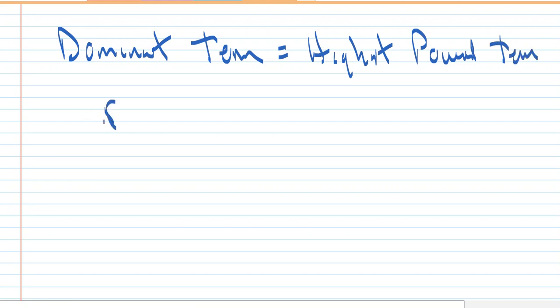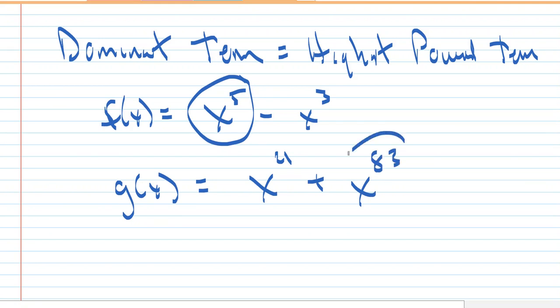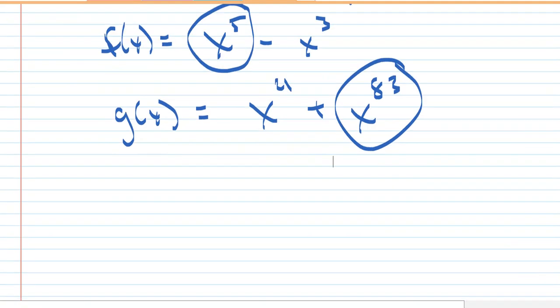So if we have f of x is equal to x to the fifth minus x cubed, the dominant term is x to the fifth. If we have g of x is equal to x to the 21st plus x to the 83rd, the dominant term is x to the 83rd. All right, the dominant term is the highest power term. In essence, the only thing that's really important in a rational function is the dominant term. It is going to overpower all of the other terms.